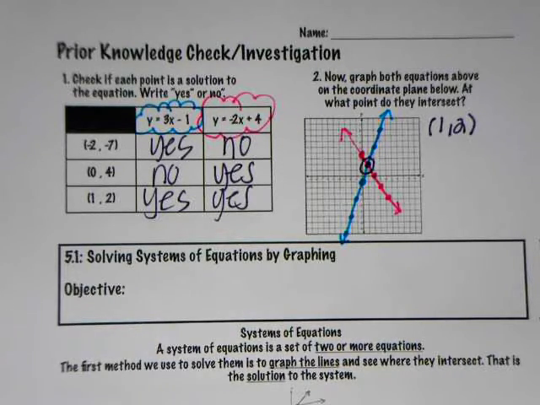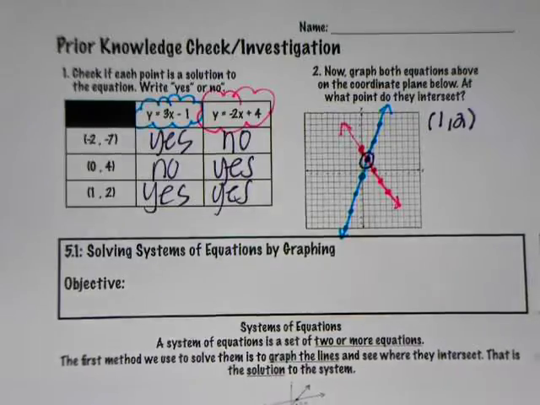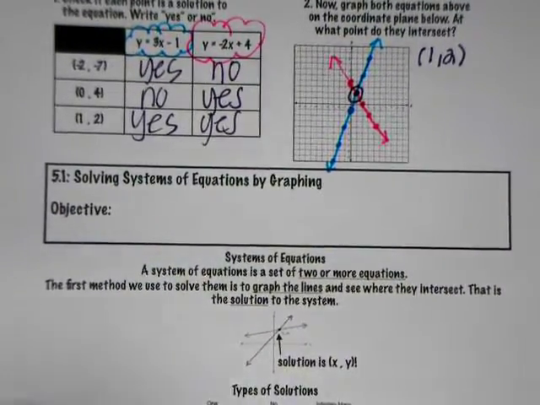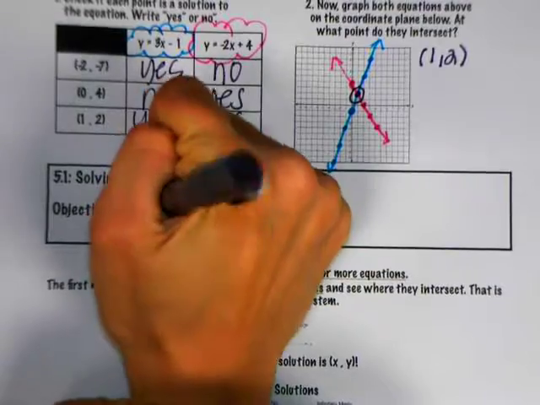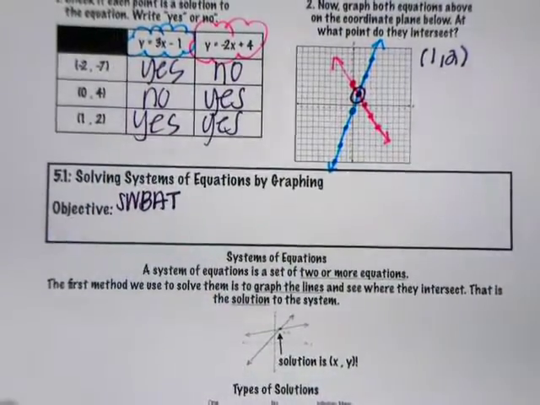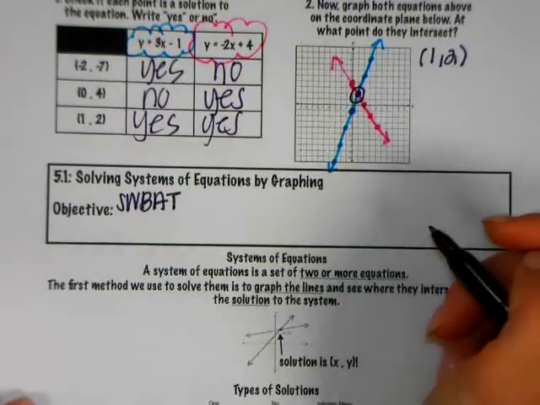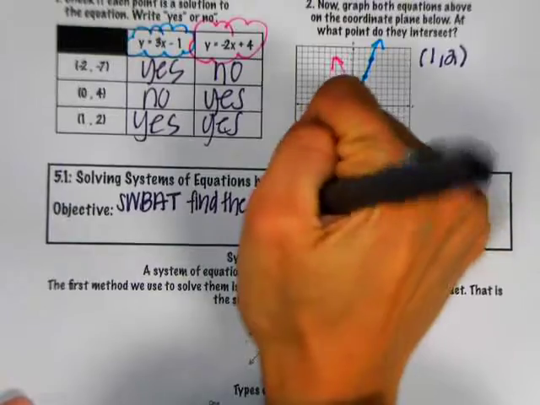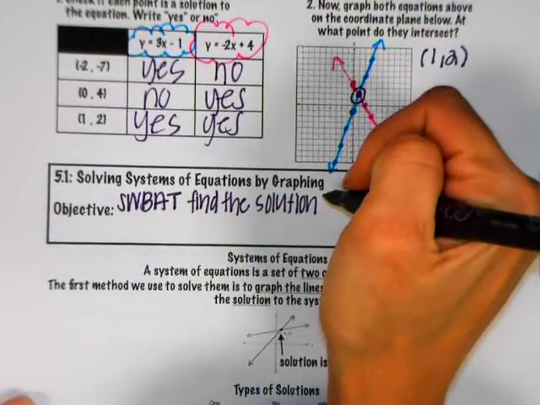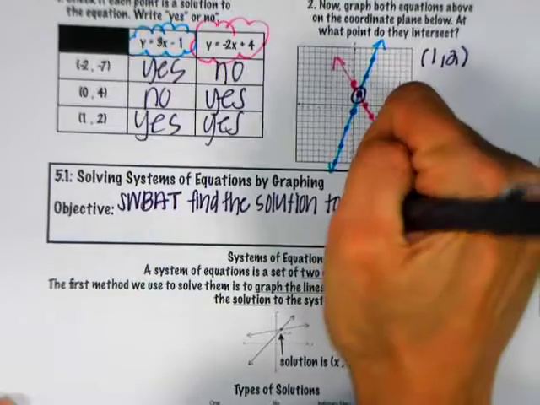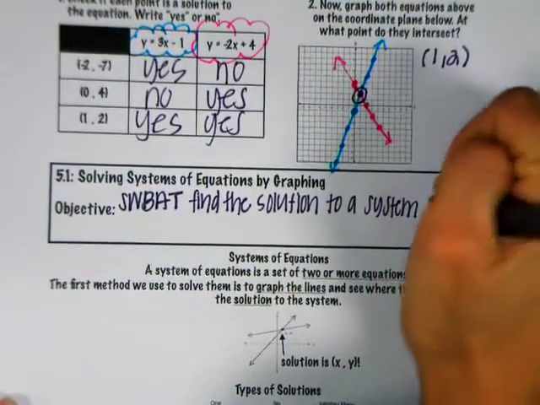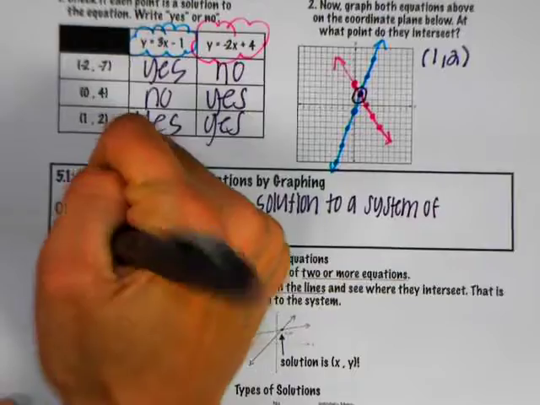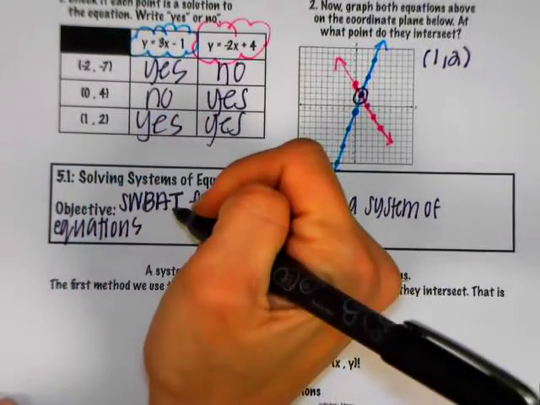Okay? All right, so we are doing systems of equations this unit. We're going to learn 3 methods to solve systems depending on how the problem's given to you. So the first method is graphing. Your objective is students will be able to find the solution to a system of equations using a graph.